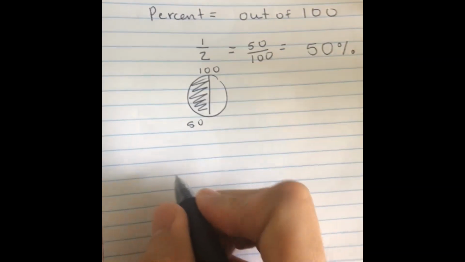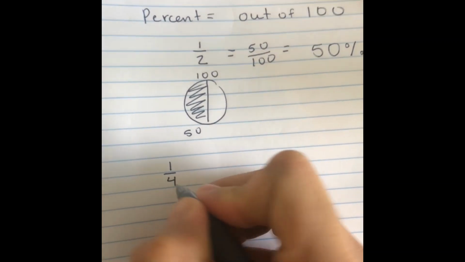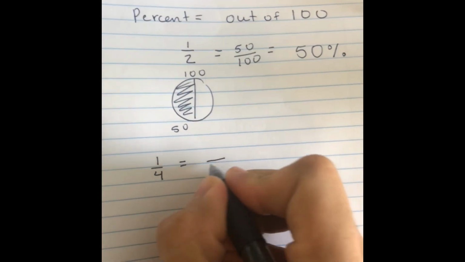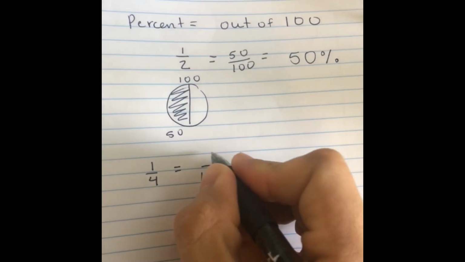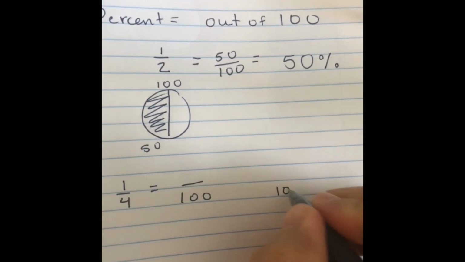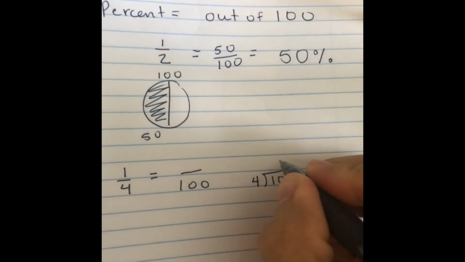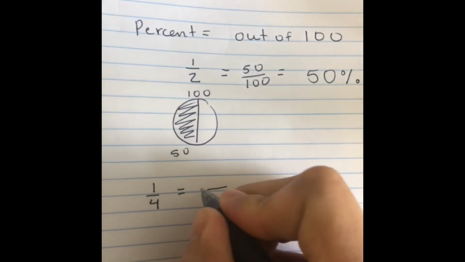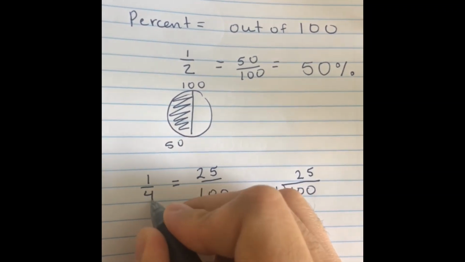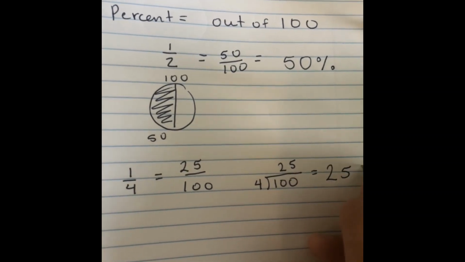I also gave you a couple of examples. For example, I gave you a fourth. If the fourth was out of 100, what would be that percentage? So we took the 100 and we divided it into fourths. And what we got was 25. So 25 over 100 is equivalent to a fourth. That's why a fourth is 25%.